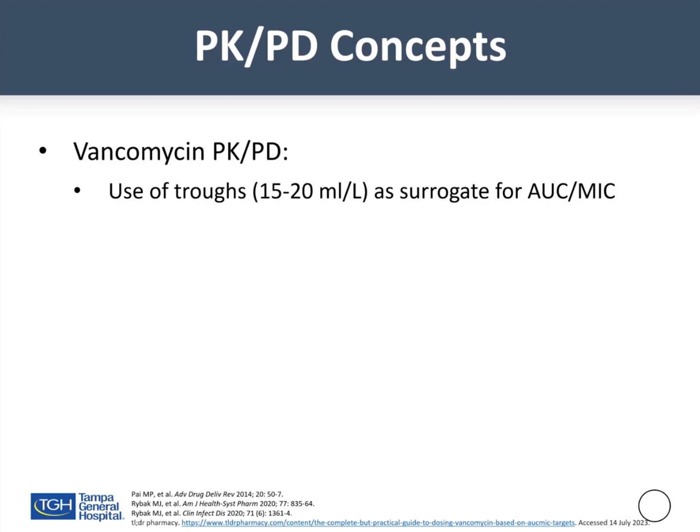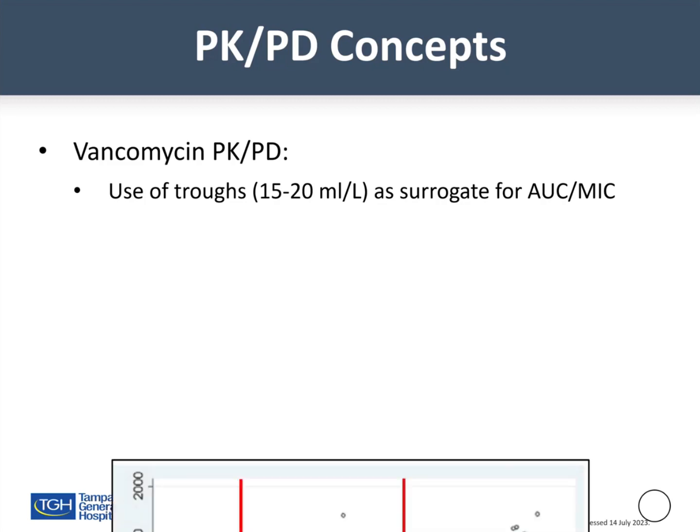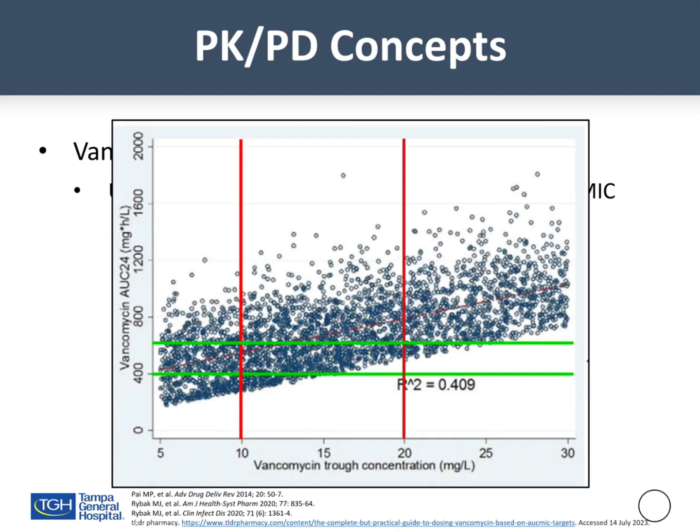The thought is, if you have your trough, and again, a trough is a level that's drawn 30 to 60 minutes before the next Vanco dose is given, and you keep that trough concentration within 15 to 20, you should be able to hit your AUC range of at least 400. Now, I've stolen this image from Nick. This is a nice graphical representation, though it's a lot going on here, right? So if we break it down, on the x-axis is your Vanco trough, the concentration that you're actually collecting in the lab. The y-axis is what that corollary Vanco AUC is.